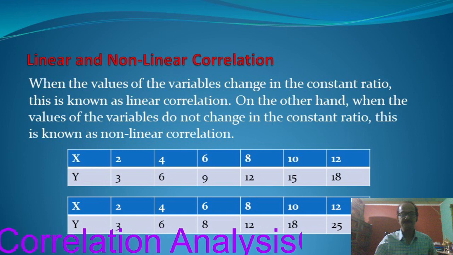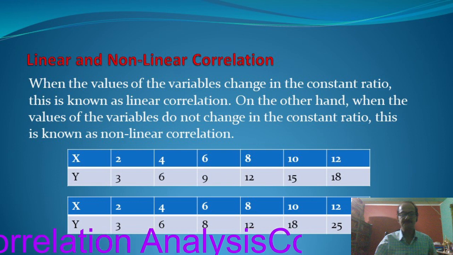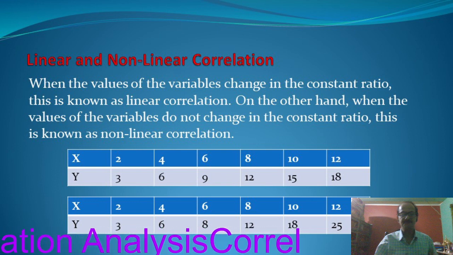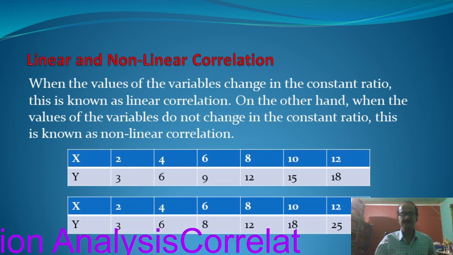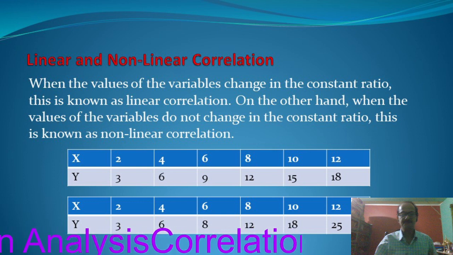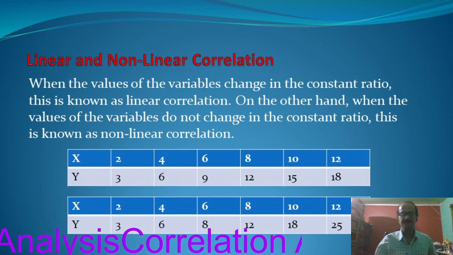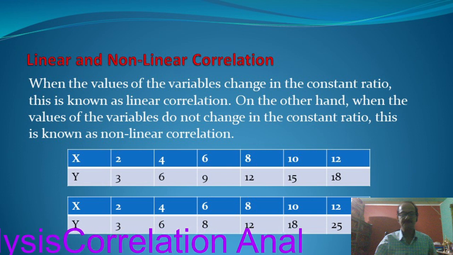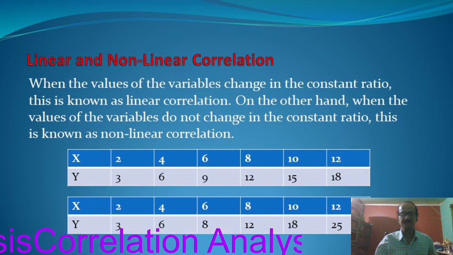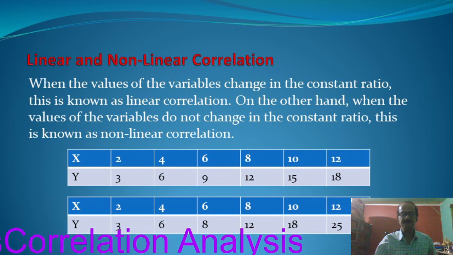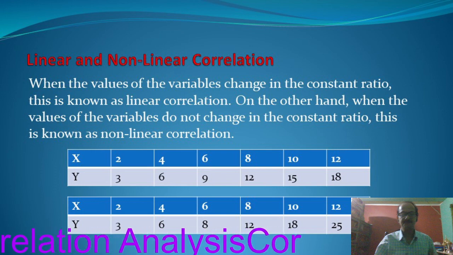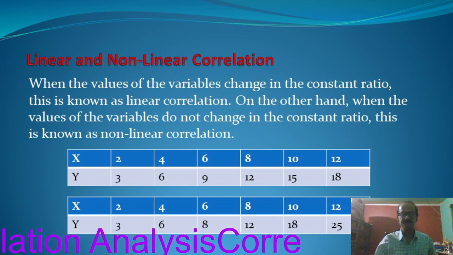In case of non-linear correlation, x increases, for example, this way: 2, 4, 6, 8, 10, 12 by 2, but y does not change in the same ratio. So this is the case of non-linear correlation.